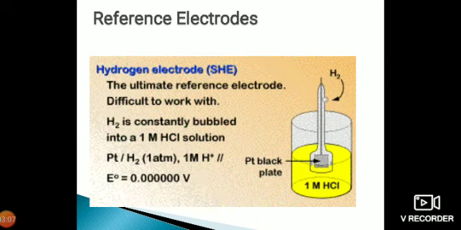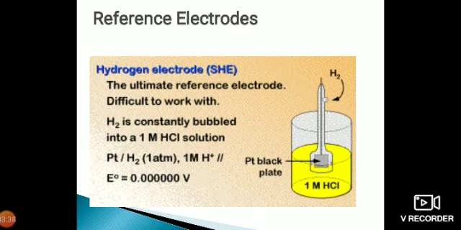This hydrogen electrode is an ultimate reference electrode, but in normal laboratory conditions it is very difficult to work with, because maintaining hydrogen pressure at those particular normal conditions in the laboratory is very difficult. Still, because it is considered a primary standard, we are considering the working of the standard hydrogen electrode. So hydrogen is constantly bubbled into a 1 molar solution of HCl.